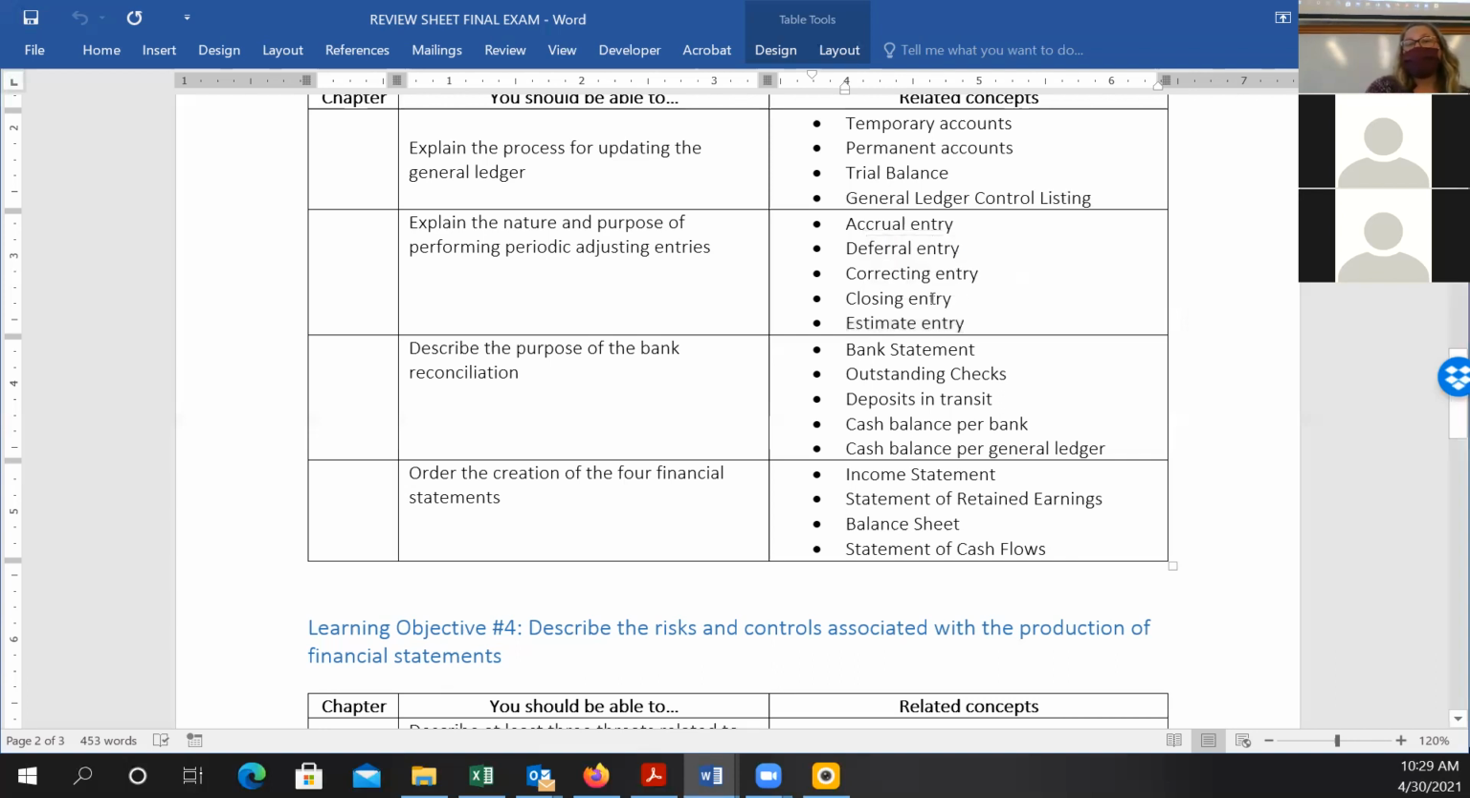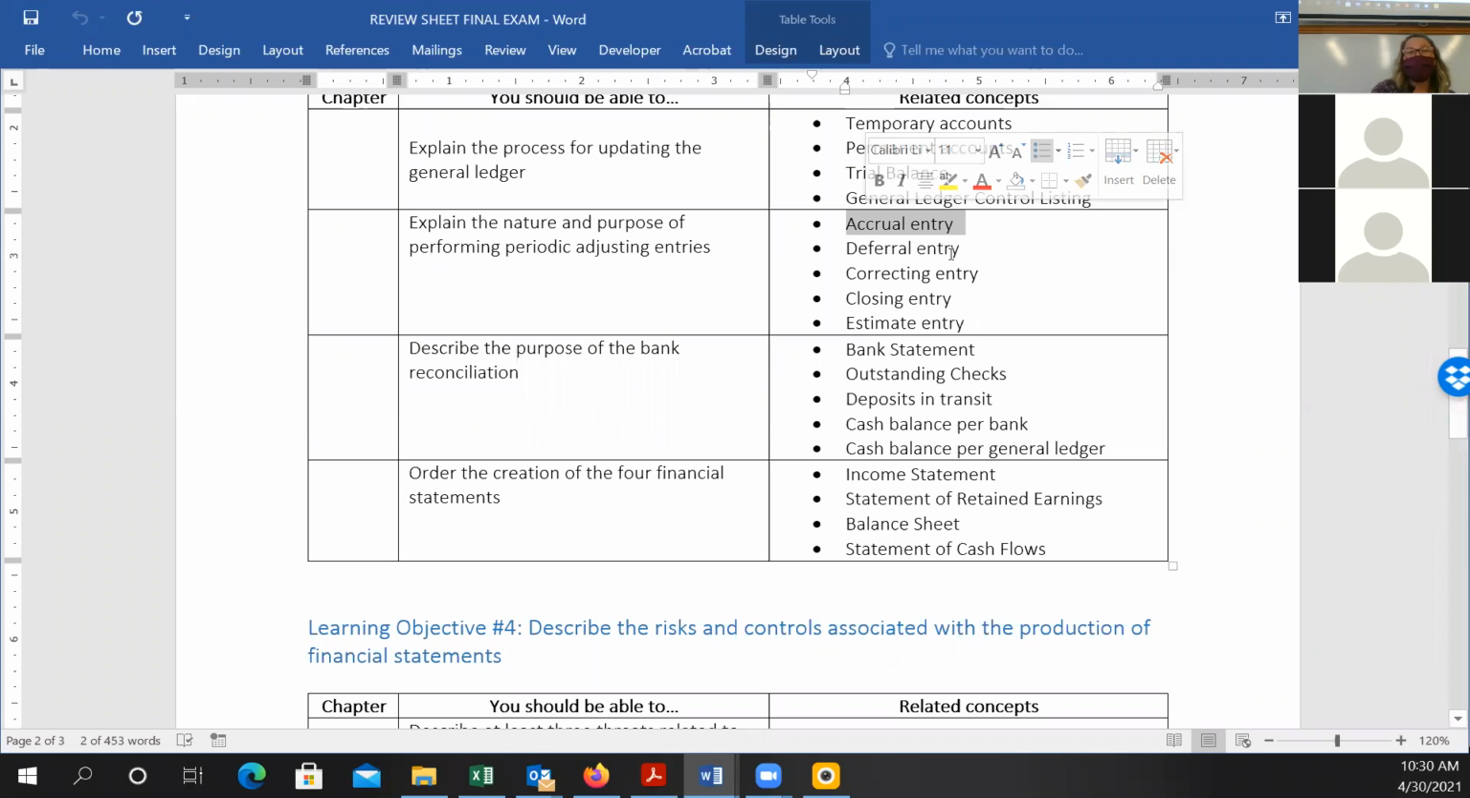A closing entry, those are at the end of the period where you're taking a revenue account or an expense account back to 0, so you can start the next period over again. A correcting entry is when you detect an error that you made and have to fix it. An accrual entry, that's where you're having to make a placeholder for an expense you know you'll have to pay but haven't made the cash payment yet, or money you expect to receive but haven't received the payment yet.